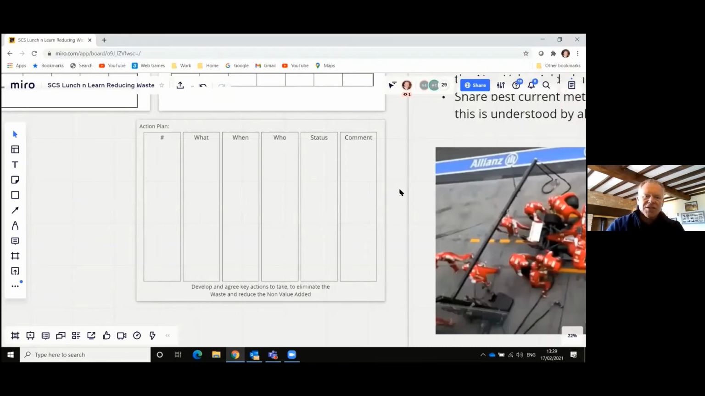You can also use this action plan as an understanding of what has happened in the past to remove that waste and non-value added activity. And that can be used then as best practice to share with the rest of your business.